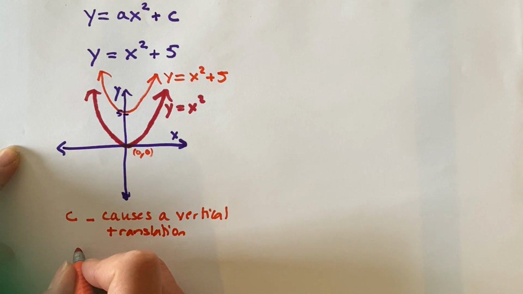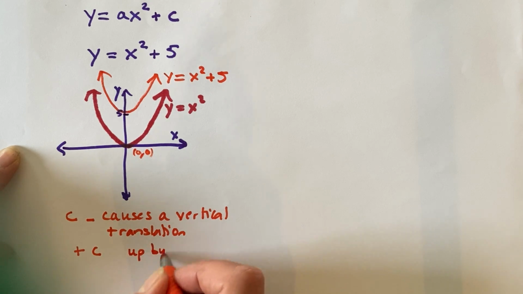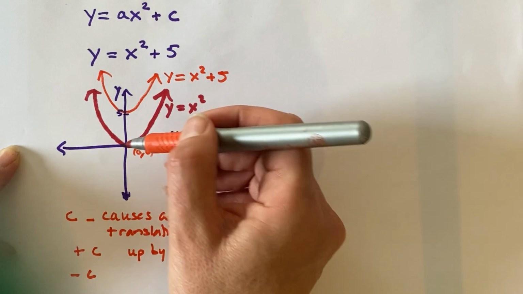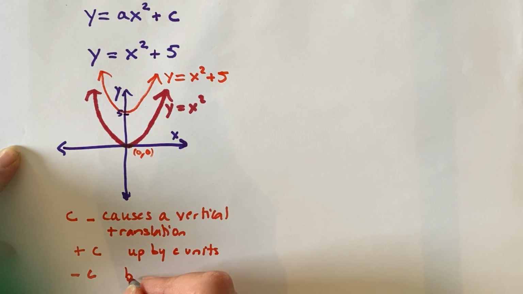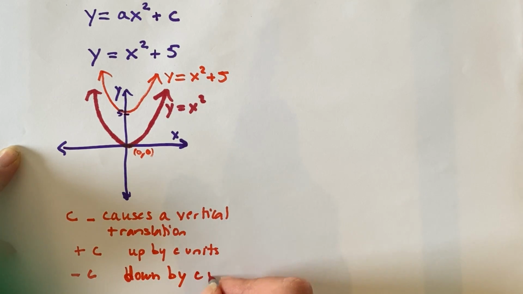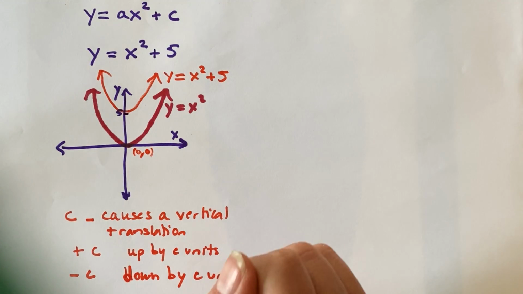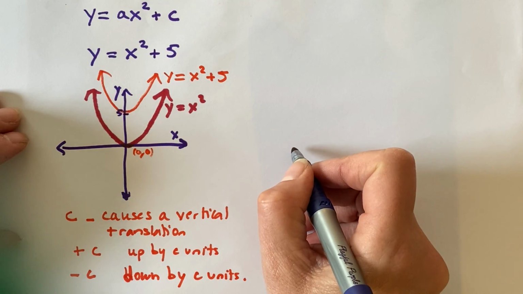In this case, we had a plus c. We had plus 5. So this was translation up by c units. But if I had minus c, in other words, if that was minus 5, this would have moved down 5 units. So it would be down, let me just write this properly, down by c units. So to summarize, we've talked about what happens with a. We've talked about what happens with c. And let's look where we have a combination of all of these playing together.